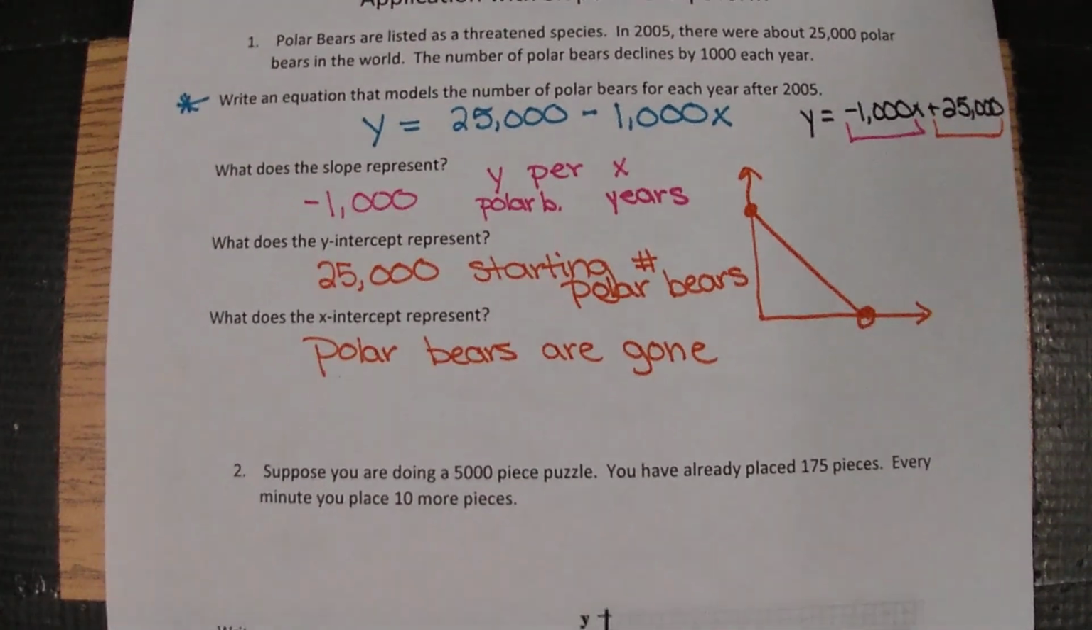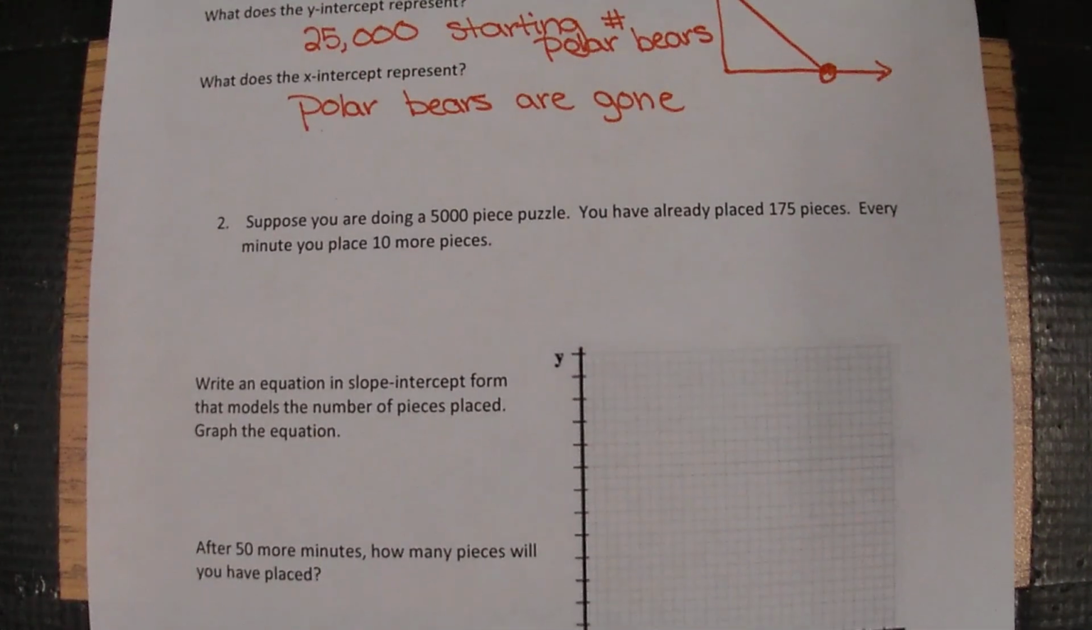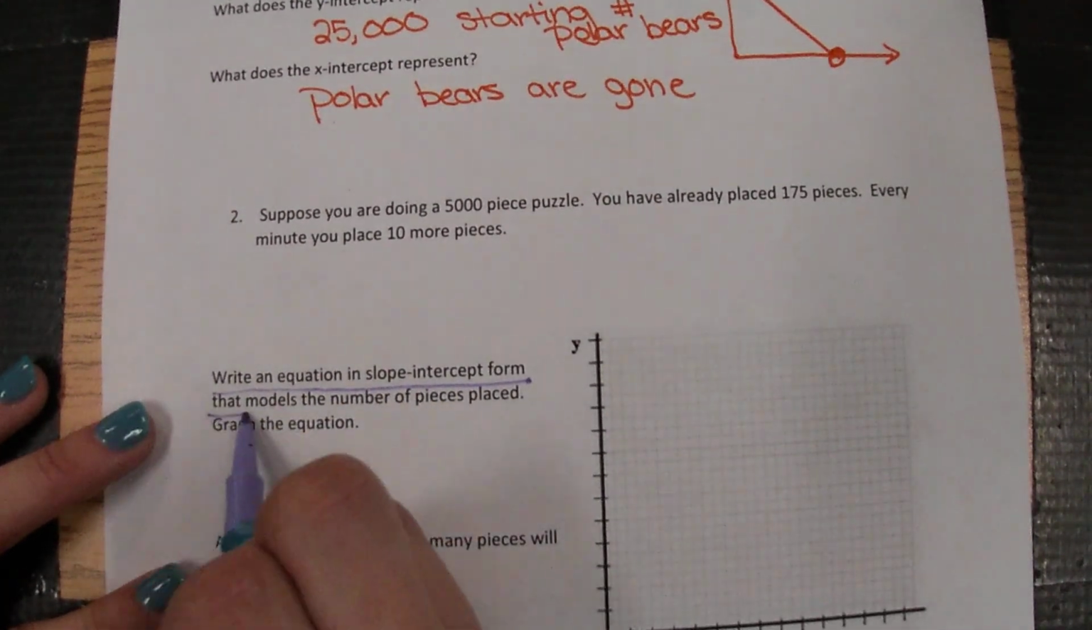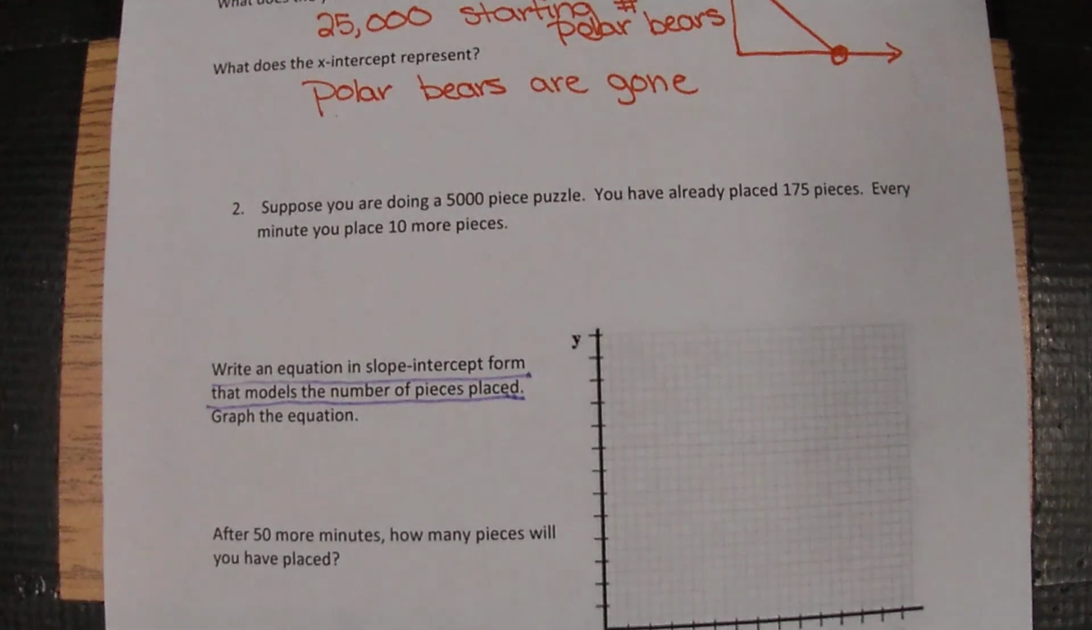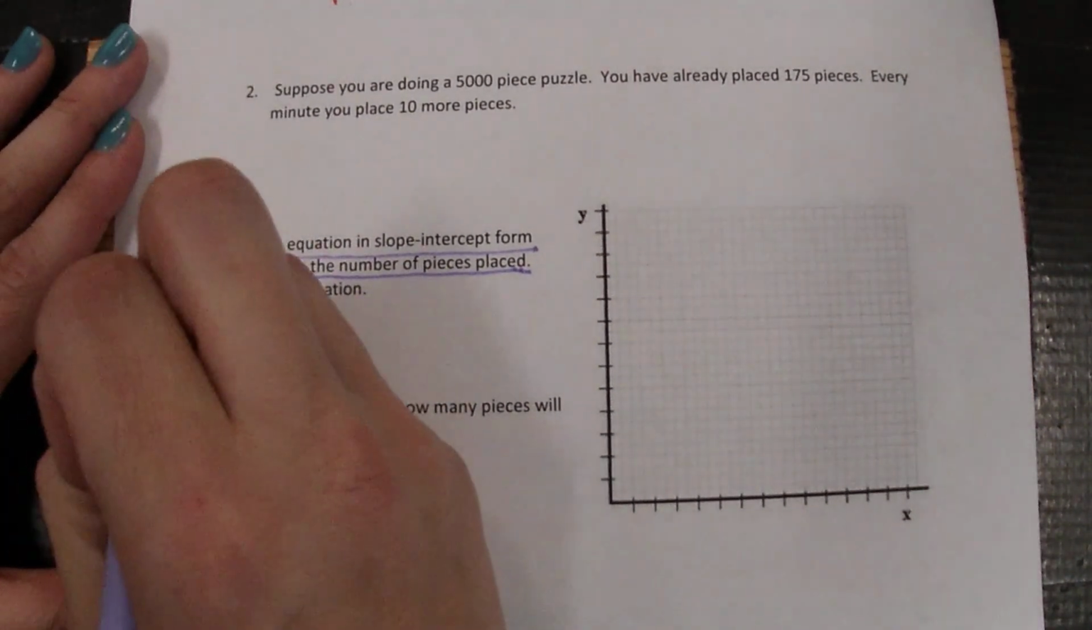So using those concepts, we're going to look at a couple other ones and see how we do. So suppose you are doing a 5,000 piece puzzle. You have already placed 175 pieces. Every minute you place 10 more pieces. So we are going to write an equation in slope-intercept form that models the number of pieces placed. So you try that on your own first.